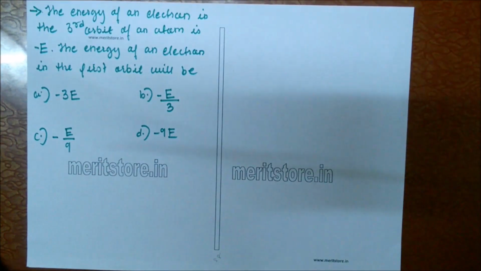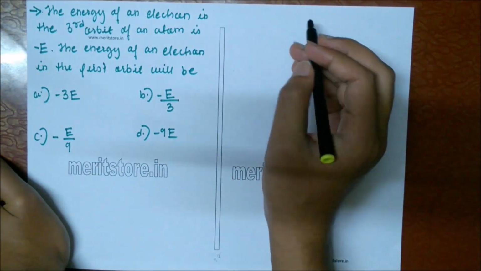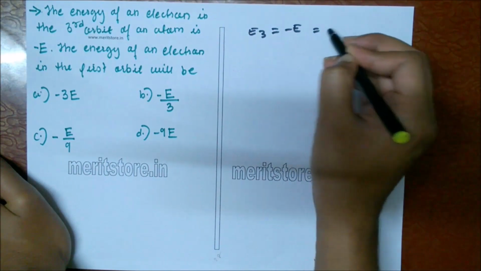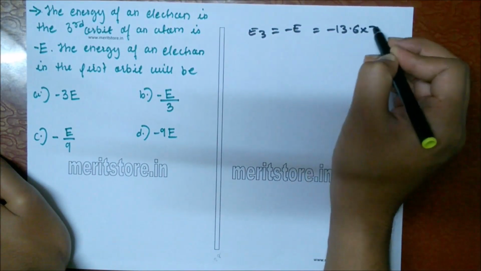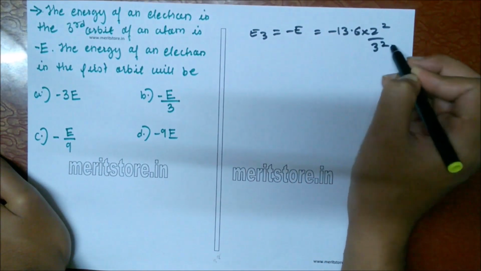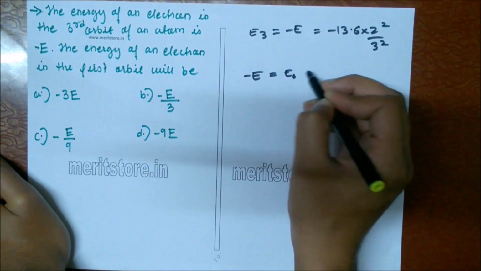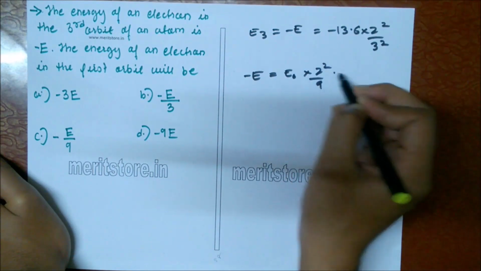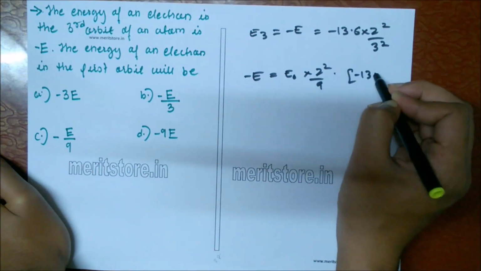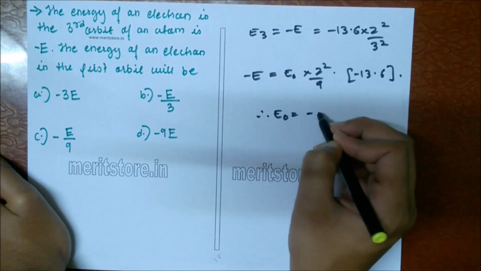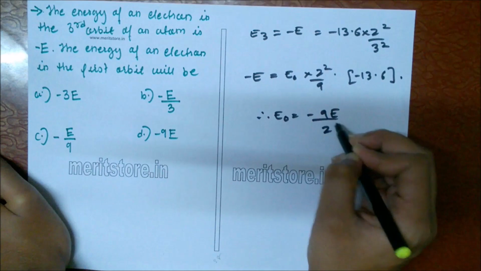The energy of electron in third orbit of an atom is minus E. The energy of electron in first orbit will be? So we have to find E3, which is equal to minus E, which is minus 13.6 into Z square upon 3 square. Therefore, minus E can be written as E0 into Z square upon 9, where E0 is 13.6. Therefore, E0 is equal to minus 9E upon Z square.